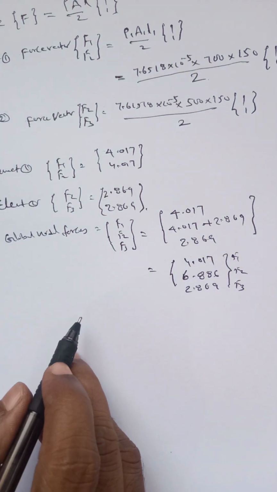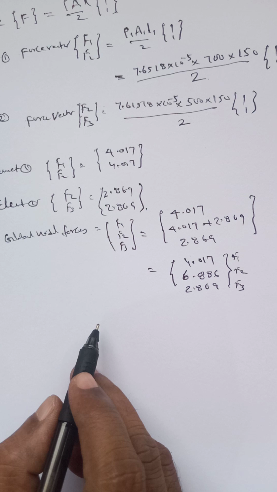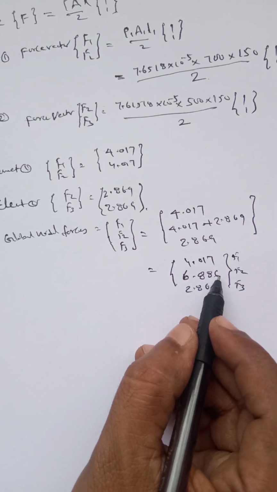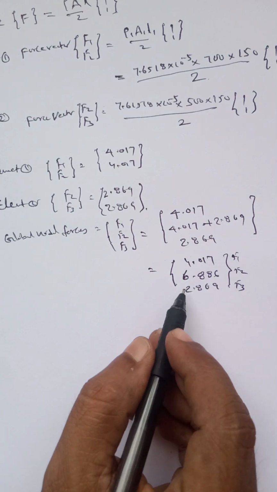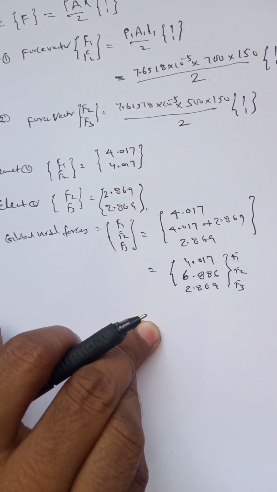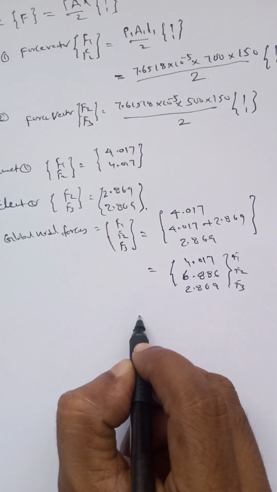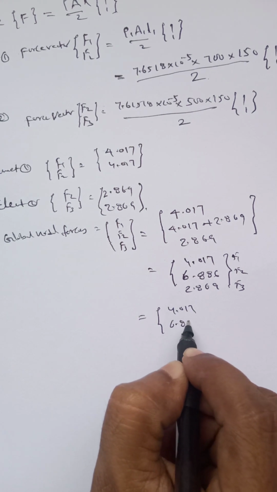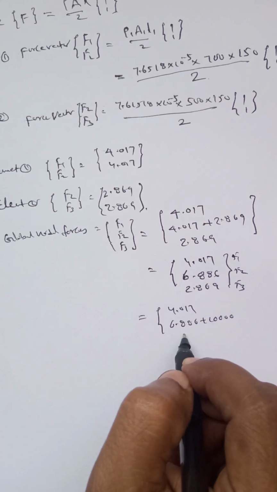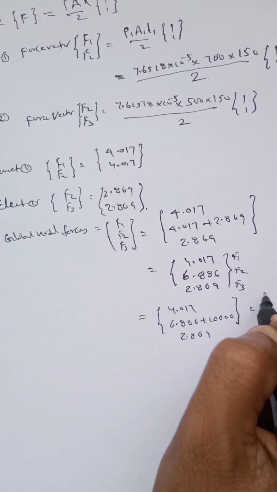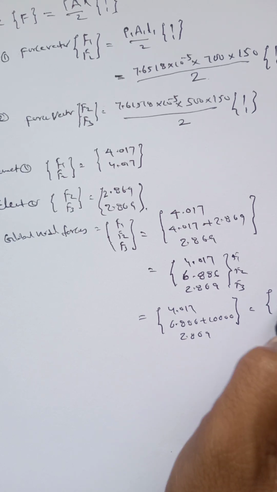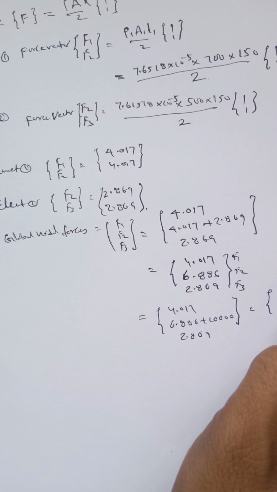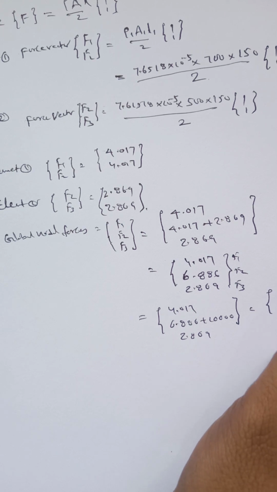Another load we have, that is the point load, which we also have to include. Add it at node 1. Why? Because the force acts there. Now adding: 4.017, 6.886 plus 10,000, 2.869. So totally the vector is 4.017, 10006.88, 2.869.